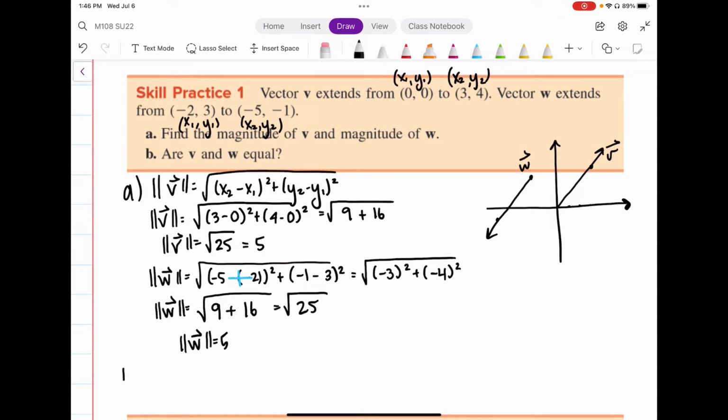They both have the same magnitude, which is good, but they're not equal because their directions are not the same. Notice that w is heading into the third quadrant and v is going into the first quadrant.